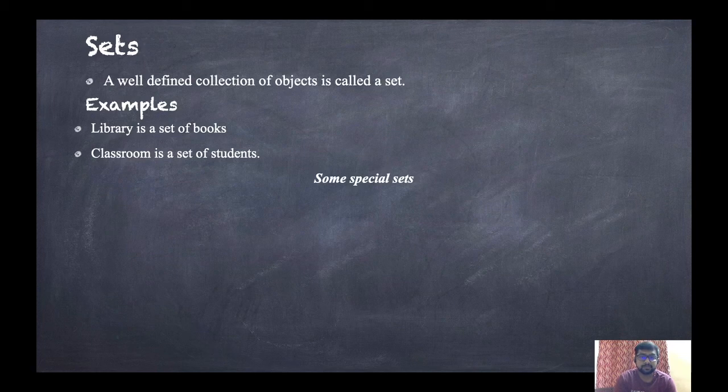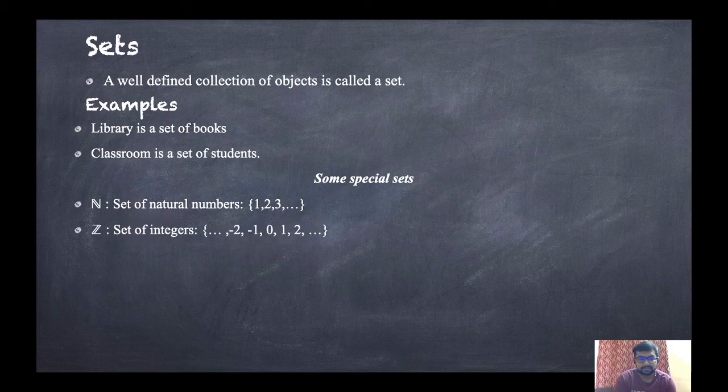Some special types of sets. First, N, that means the set of natural numbers: 1, 2, 3, and so on. This many elements will be there. Then Z, the set of integers. In integers, 0 is also included. In N, 0 was not there. So 0, 1, 2, 3, and then -1, -2, and so on.